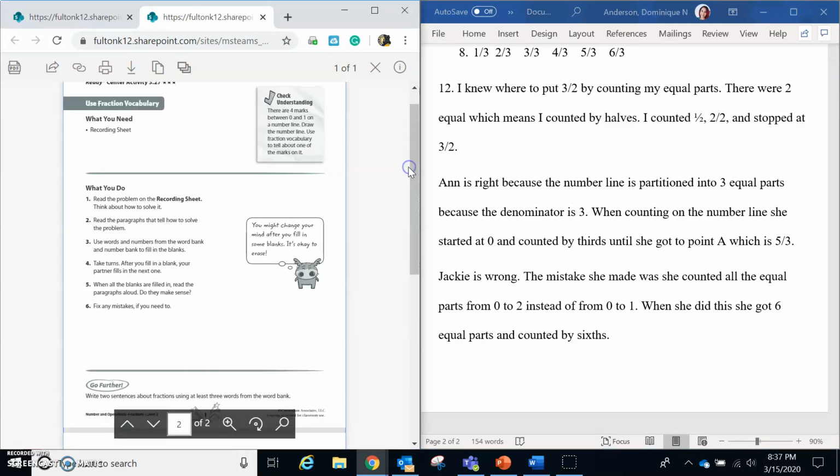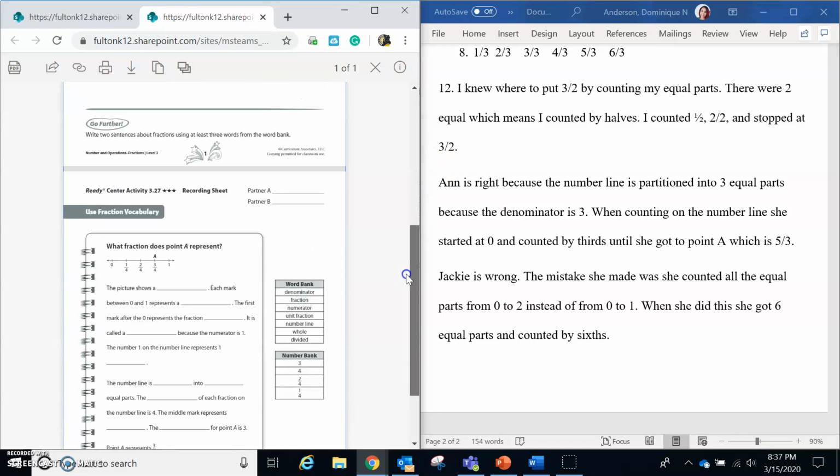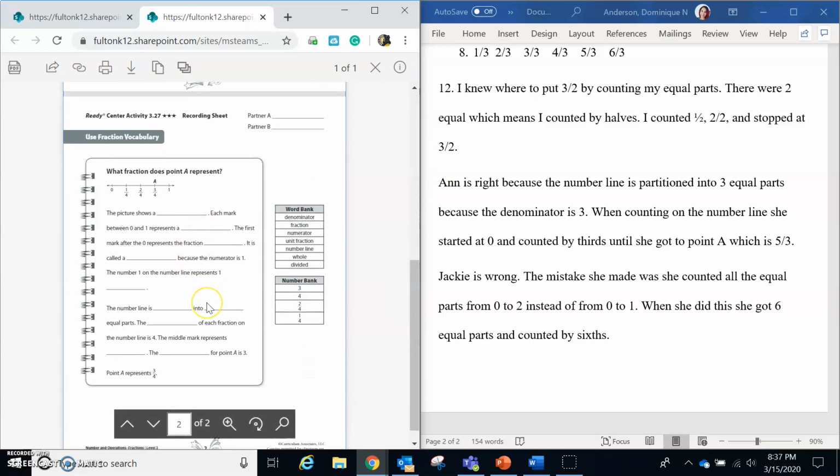So it starts off like this. So what you're going to do is, and you can read the directions, you're going to fill in the blanks to explain how to find a fraction on a number line. You have 2 word banks, a word bank and actually a number bank. You're going to read the sentence, and my advice would be to think of the word before looking for the word. So if I look, the picture shows A. So what does the picture show? A number line. So I'm going to go here, and number line is there, so I'm going to write it on there. And then I'm going to cross it out so I know not to use it.